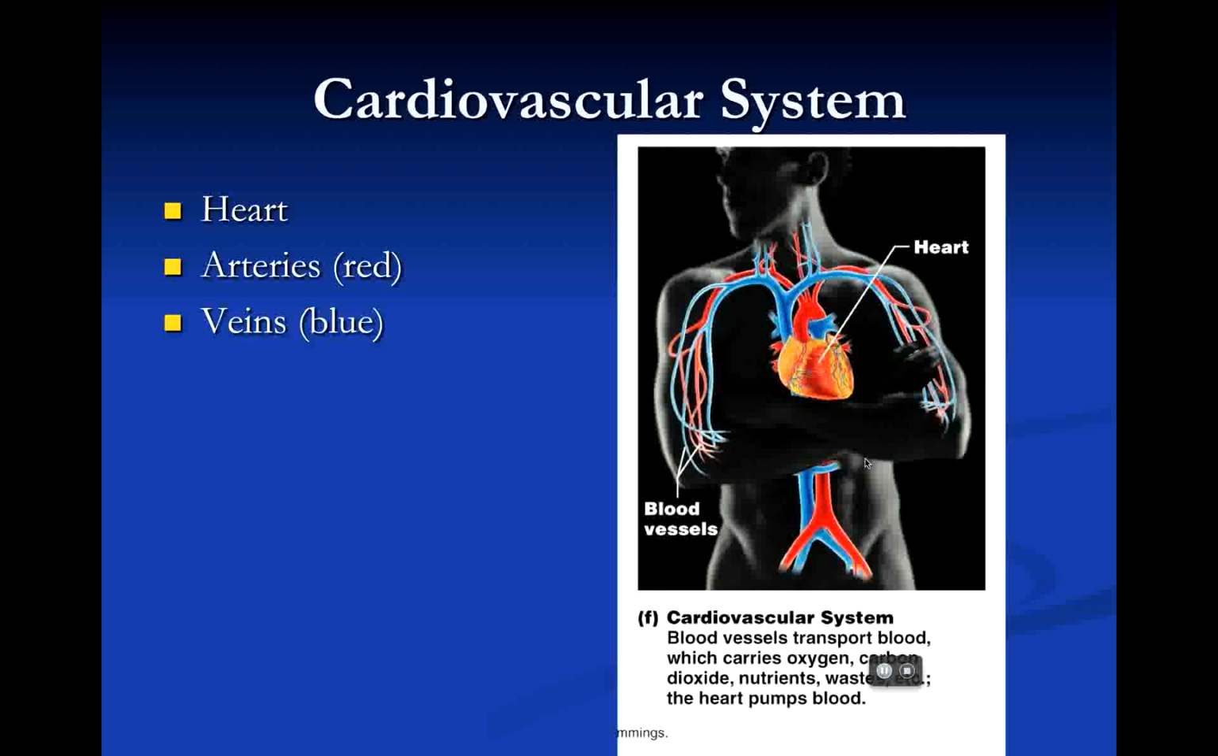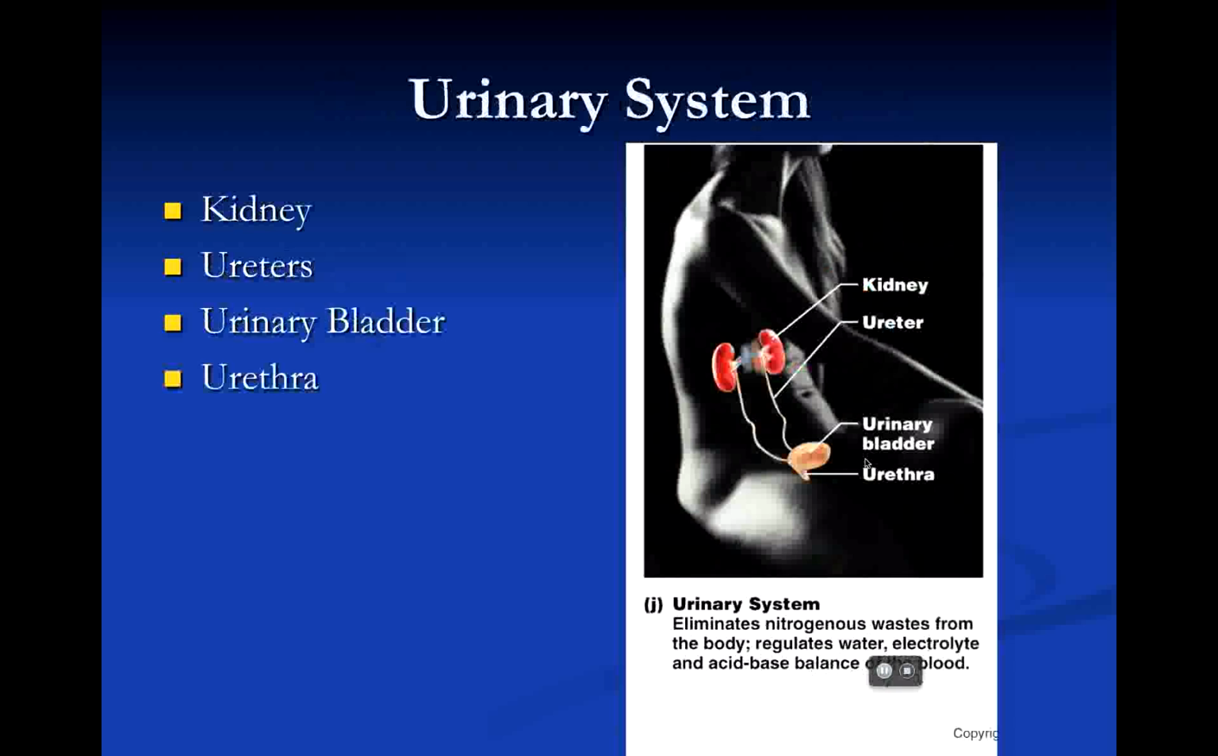The cardiovascular system is the heart, the arteries, and the veins. Again, universal color code tells us that the arteries should be colored red and the veins should be colored blue. So on one of the slides, you have all the universal color codes. Lymphatic vessels are green, nerves are yellow, arteries are red, veins are blue.